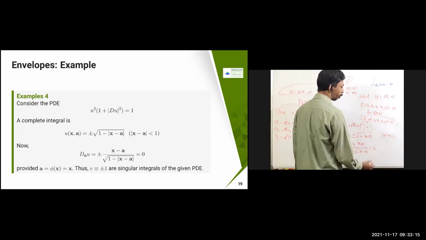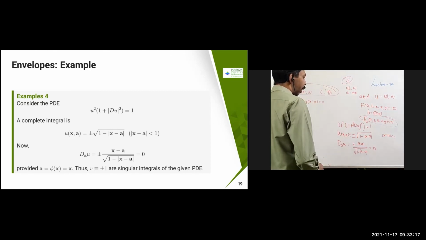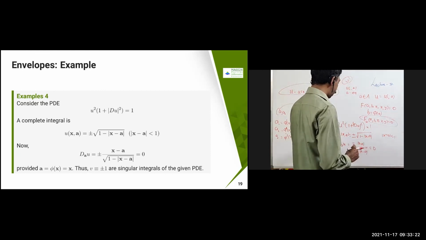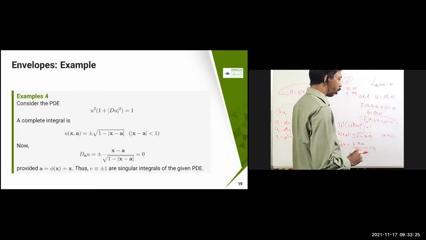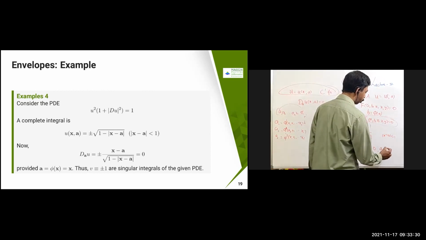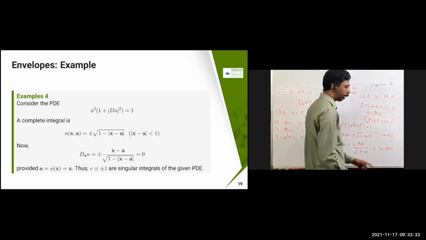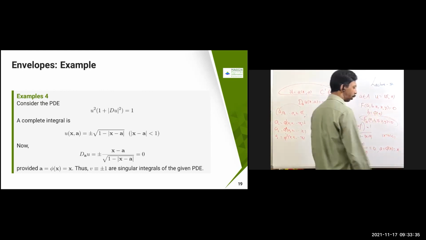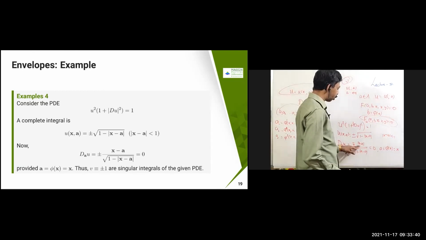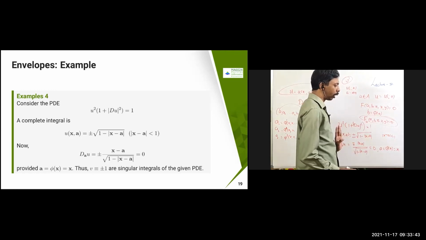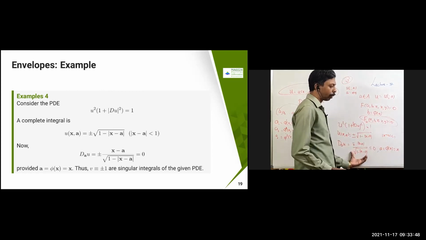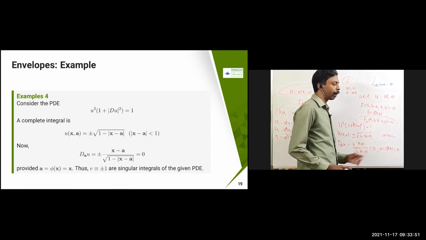I'm just going to equate that equal to 0, because that is the setup I have discussed in the envelope, how to construct the envelope. You have the complete integral, then from that dau equal to 0 you have to find a, and substitute a equal to pi of x. In this case I'm going to choose a equal to x. If I choose a equal to x, this automatically becomes 0, which is what I require. So a is equal to pi of x, I can take it.